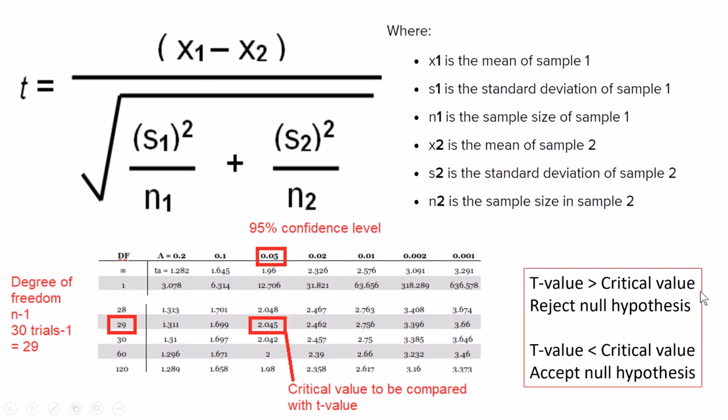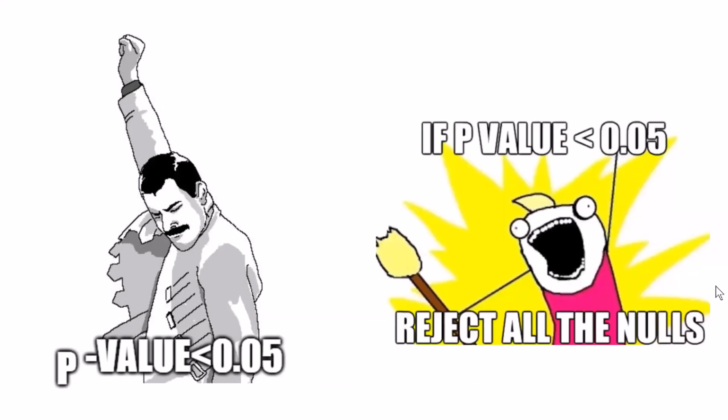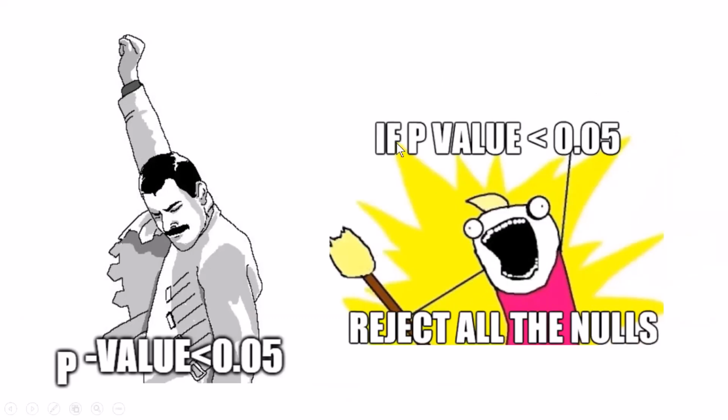Since there's no extra mark for doing it manually, I would strongly recommend you not to do the t-value, just do the p-value, let Excel do its job. In conclusion, calculate your p-value, and if your p-value is less than 0.05, then you can reject the null hypothesis. Yay!